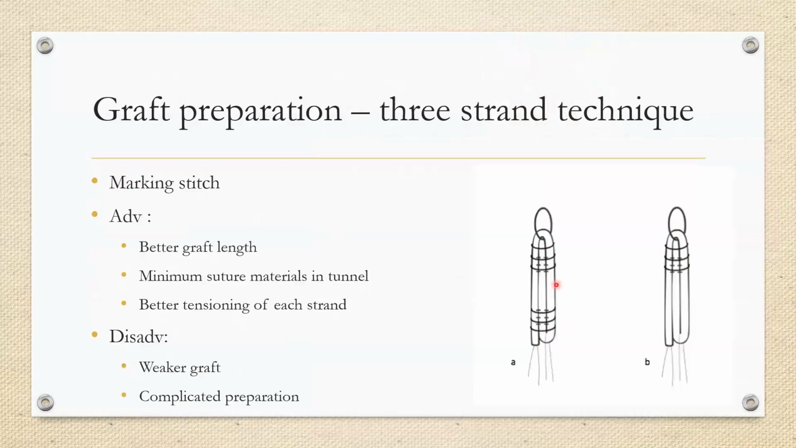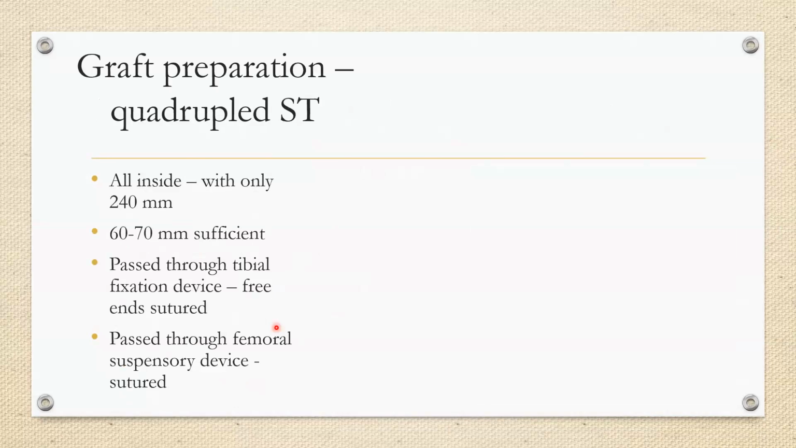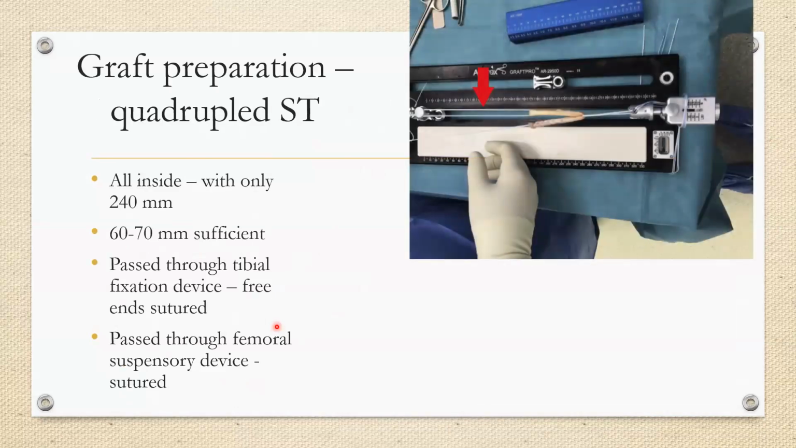This is the final orientation of the tripled graft. Marking stitches are made at the necessary point for flipping. The primary advantage is that since there are only three strands, it gives better graft length, and thus there is minimum suture material present within the tunnel site, and there is better tensioning of each strand as compared to a quadruple graft. The disadvantage is that since it's a smaller graft, it might be a weaker graft, and this is a slightly more complicated preparation.